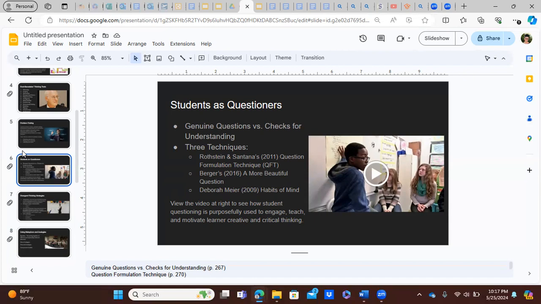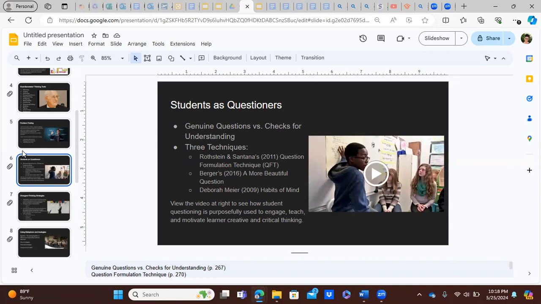The next technique is called a more beautiful question. One of the books that actually pushed questioning is called A More Beautiful Question, and it was written by a researcher by the name of Berger. Essentially, Berger suggests a three-stage progression in questioning: why, what if, and how. These categories envision the questioner looking at a situation and asking, why does it have to be this way? What if we could? How could we do it?